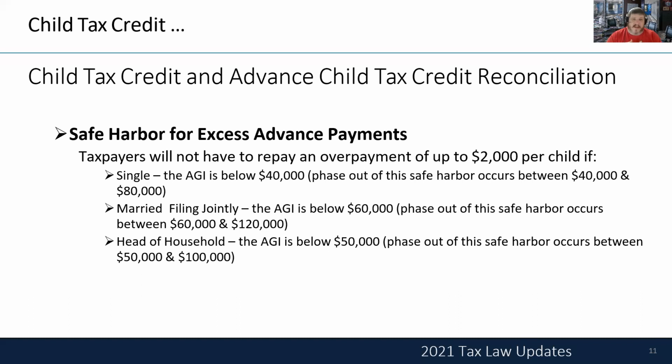Okay. So for those taxpayers who receive more advanced child tax credit payments than they actually qualify for, they may have to pay it back. But there is a safe harbor for excess advanced payments. So taxpayers will not have to repay any overpayment of up to $2,000 per child if they're single and their AGI is below 40,000. It will phase between 40 and 80,000. If married filing joint, it's 60 and then phasing between 60 and 120. And head of household, the AGI is below 50 and it'll phase between 50 and 100,000. Okay.